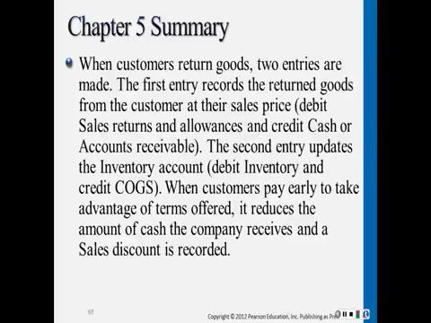When customers return goods, two entries are made. The first entry records the returned goods from the customer at their sales price, debit sales returns and allowances, and credit cash or accounts receivable. The second entry updates the inventory account, debit inventory and credit cost of goods sold. When customers pay early to take advantage of terms offered, it reduces the amount of cash the company receives and the sales discount is recorded.